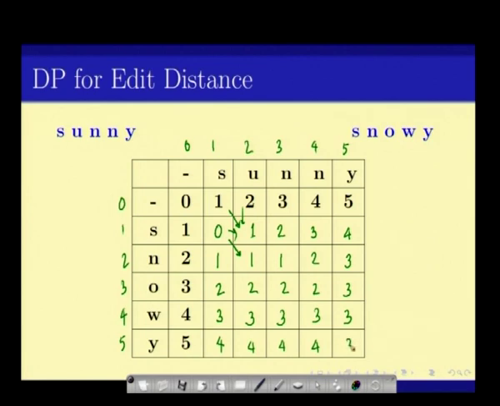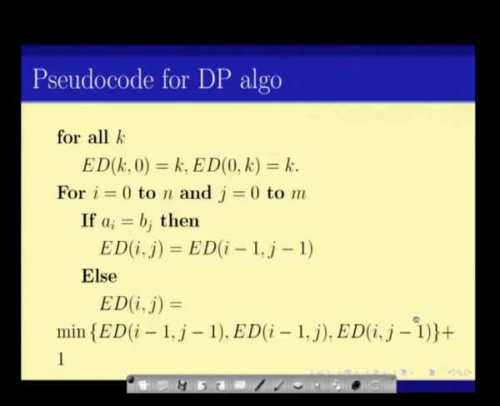So, it will be minimum 3. Just to convert, we can convert snowy to sunny in 3 steps. So, here is the pseudocode of this dynamic programming. The pseudocode is exactly the same, except that we have to store it instead of recursively calling it.